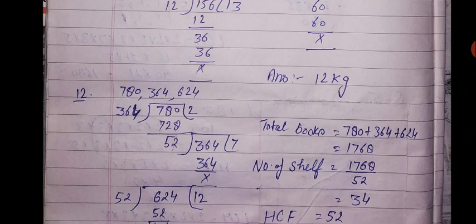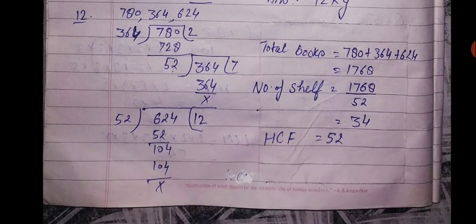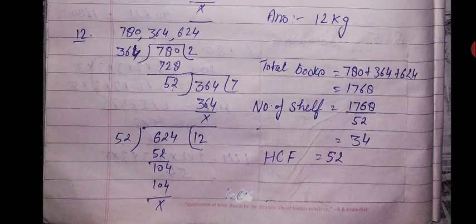Then 364 divided by 52: 52 goes into 364 7 times. Then the next number is 624. It can also be divided by 52. 52 ones are 52, the remainder we get is 10, and the next number is 4. We will write 4 here. Then 52 twos are 104. Okay, now the HCF will be 52.